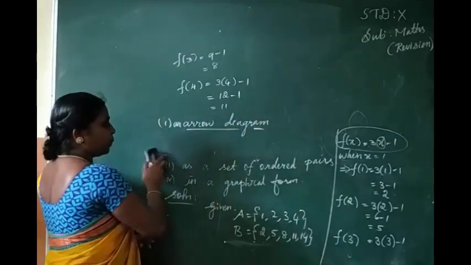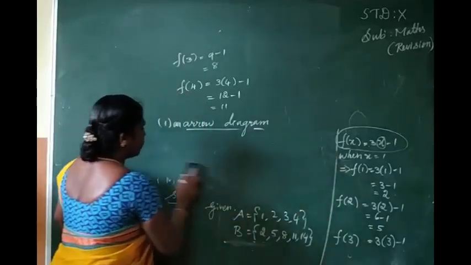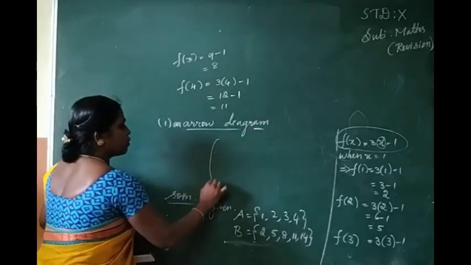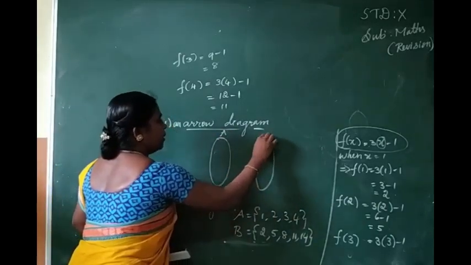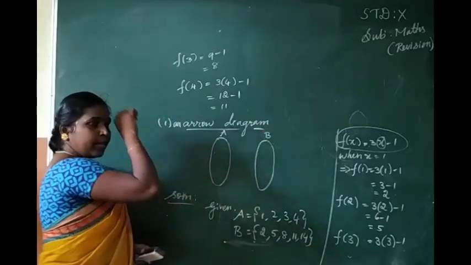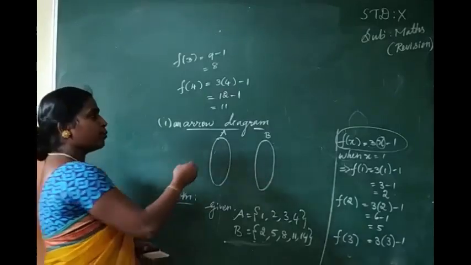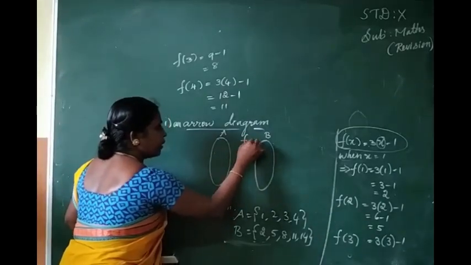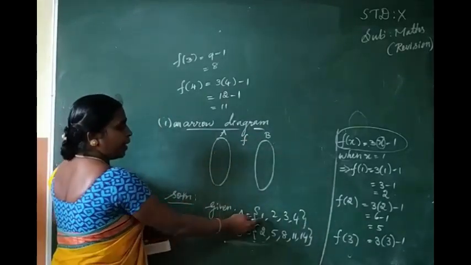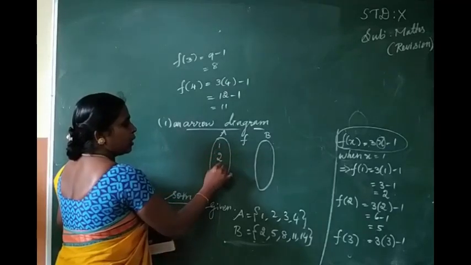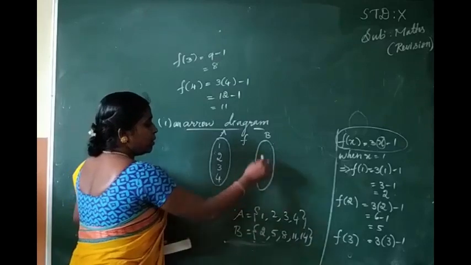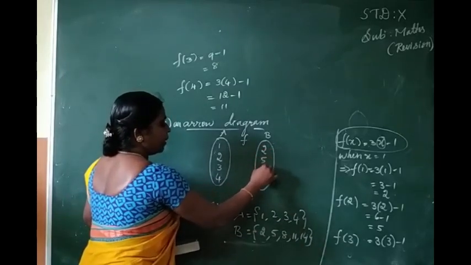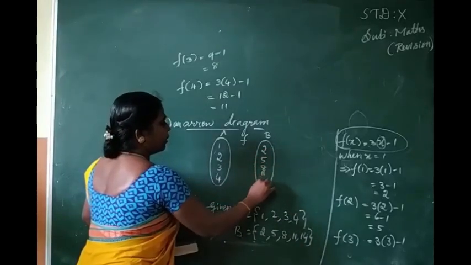Okay, so very simple problem. First you have to write A here. Next here B. Actually in your question they gave f from A to B, so you have to write f here. Okay. So elements of A are 1, 2, 3, 4. Next elements of B are 2, 5, 8, 11, 14.